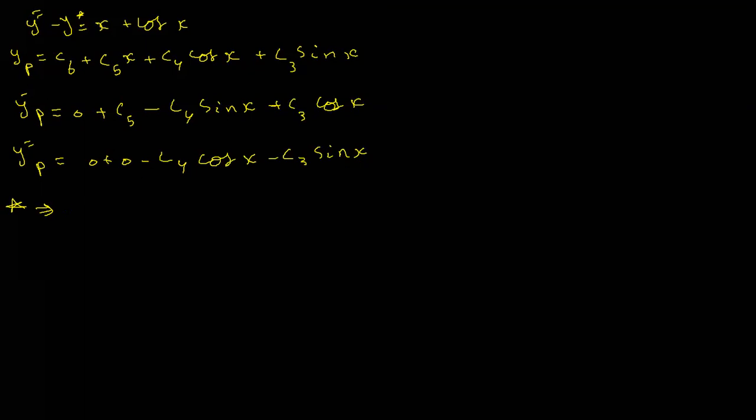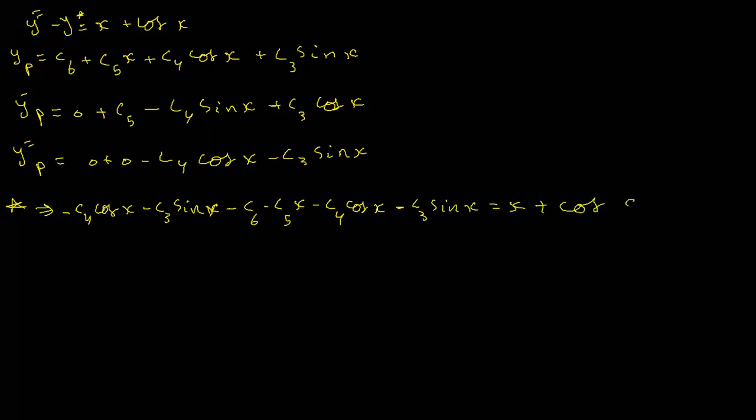Instead of y double prime, I have negative C4 cosine x, negative C3 sine x, minus my y, it is negative C6, negative C5 x, negative C4 cosine x, negative C3 sine x. All of them must be equal to my right hand side, which is x plus cosine x.